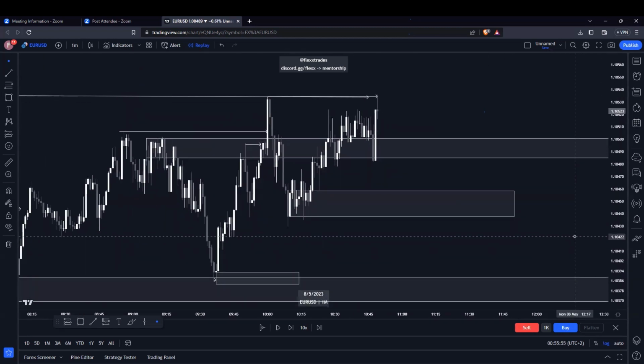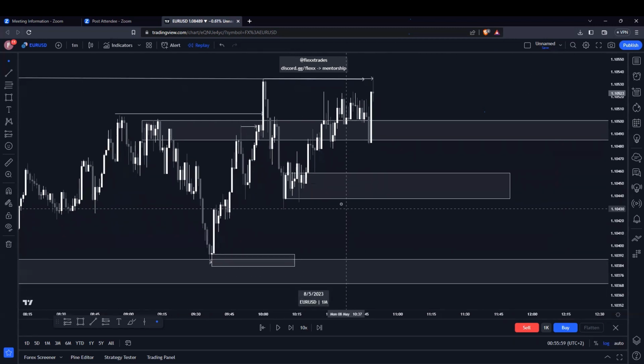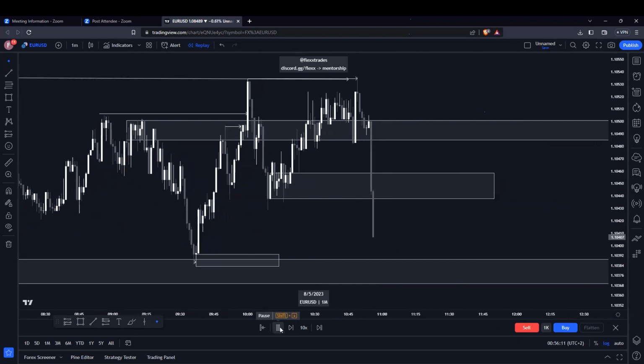So what I do is I'm gonna be waiting simply for this demand zone to hold. And if this demand zone doesn't hold, then I'm gonna be looking at a 15-minute demand to hold. And internally, I will look for some potential sells, right? So let's simply wait and see.